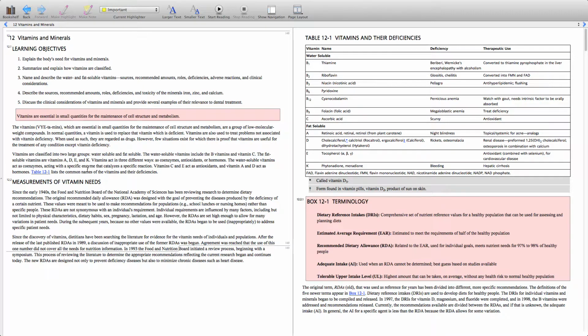Measurement of vitamins needs. Here I just want you to know that there is the recommended dietary allowance, and that's kind of just a generic measurement that meets the needs for 97 to 98% of healthy people. So it's not necessarily for everybody, but it's a good starting place. Okay.